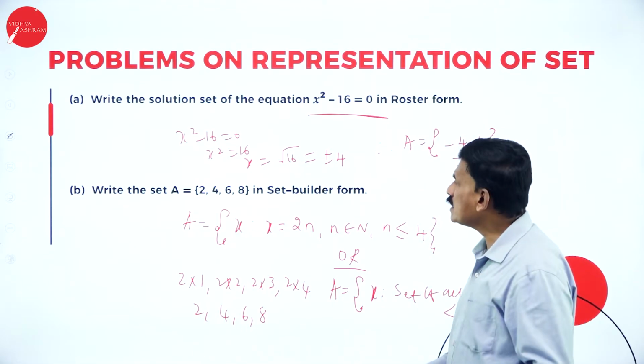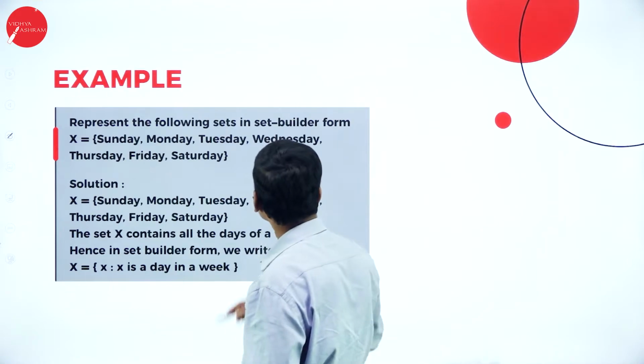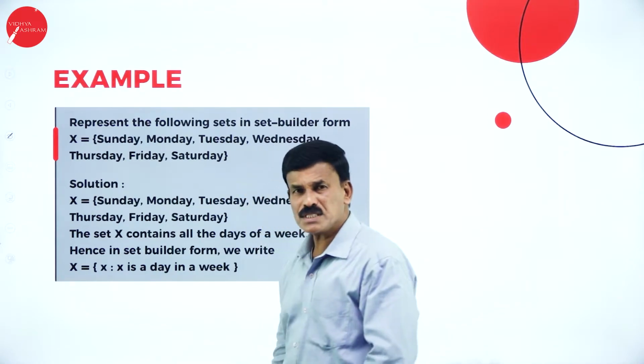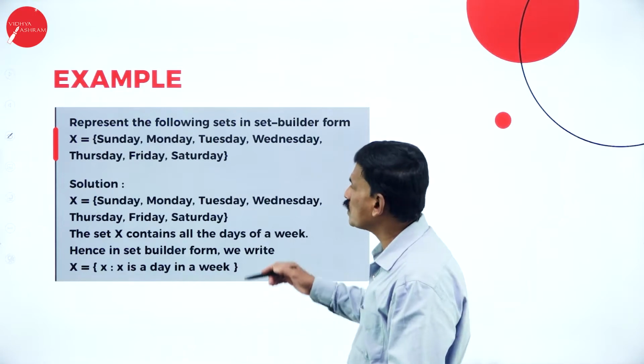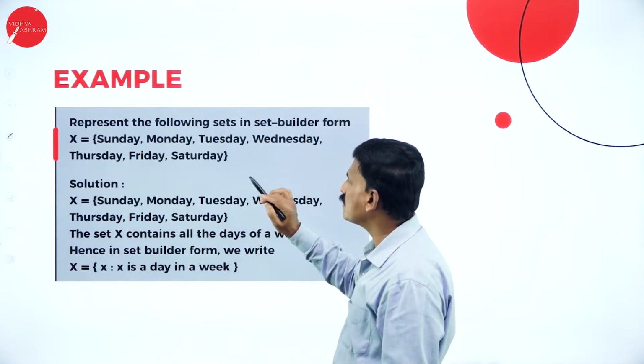That's it. Now, let us take the next example. Represent the following set in the set builder form. What is the set given? X is equal to Sunday, Monday, Tuesday, Wednesday, Thursday, Friday and Saturday.